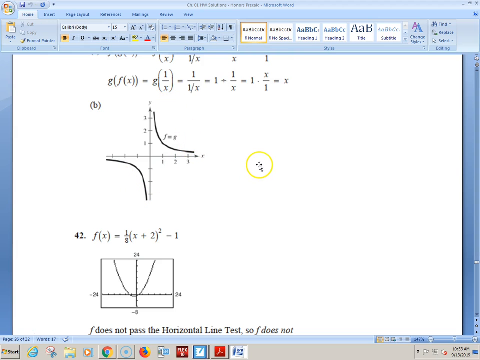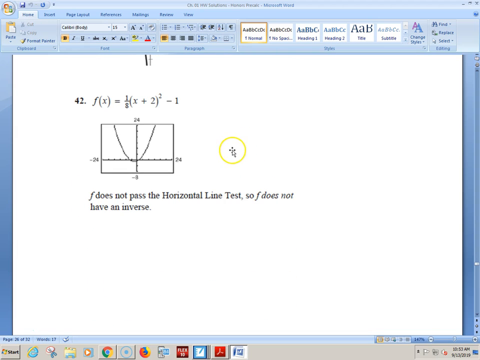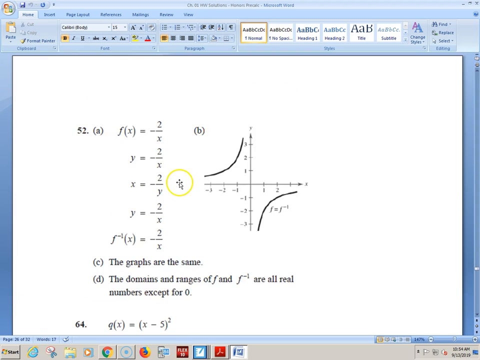Yes. Whoa. Number 42, it fails the horizontal line test, so it is not that special adjective of inverse, because a horizontal line would hit more than once. It's not. This is a function. It's no, because it fails the horizontal line test.